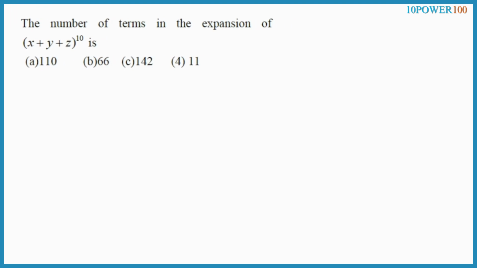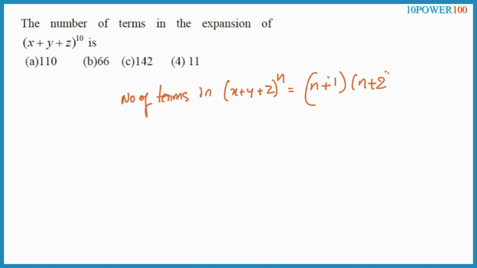Next sum, the number of terms in the expansion of (x + y + z) to the power 10. Okay, so I'll give you the direct formula to solve this. The number of terms in (x + y + z) to the power n is equal to (n + 1)(n + 2) divided by 2. So this is the formula.